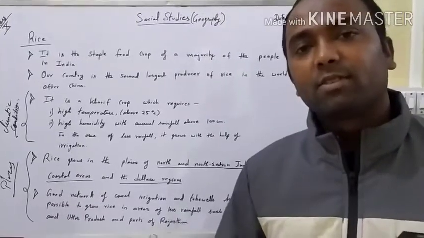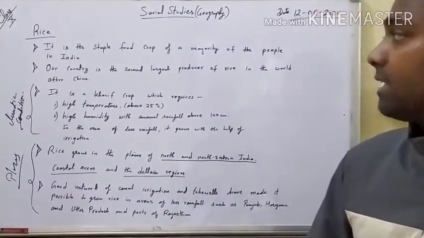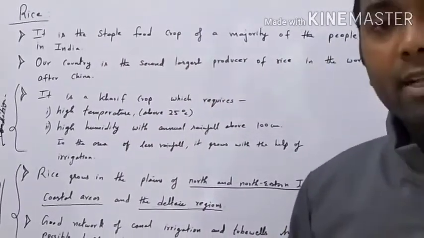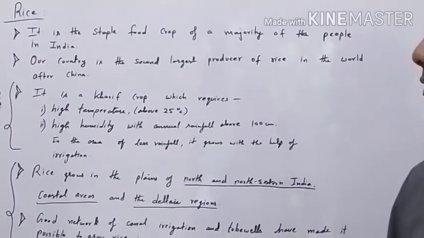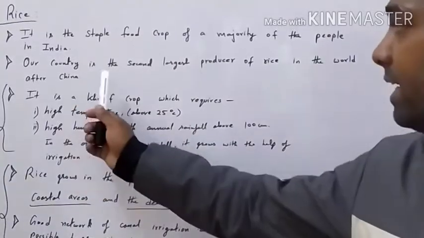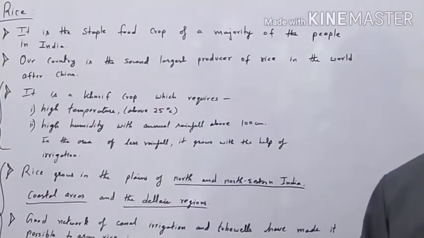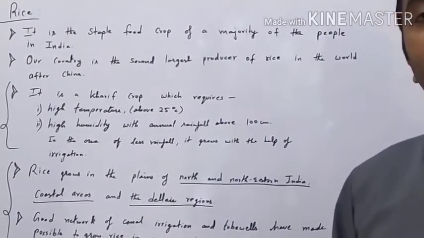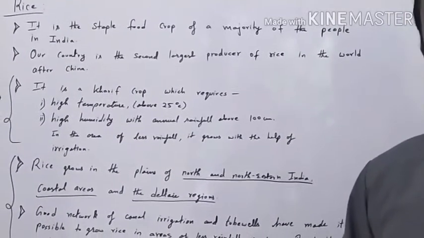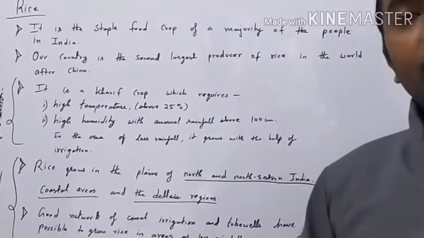Students, let us understand about rice as a major crop in India. It is the staple food crop of the majority of people living in India. That means the maximum quantity of food consumed by the people of India is rice. Our country is the second largest producer of rice in the world after China. Since the consumption of rice is more, the production should also be more. That is why India has become the second largest producer of rice in the world.